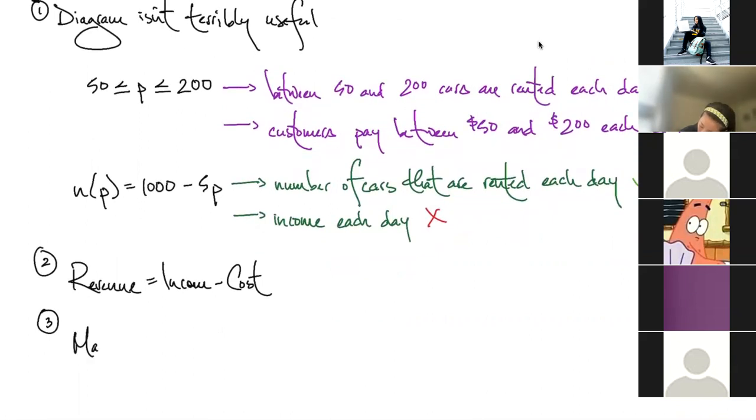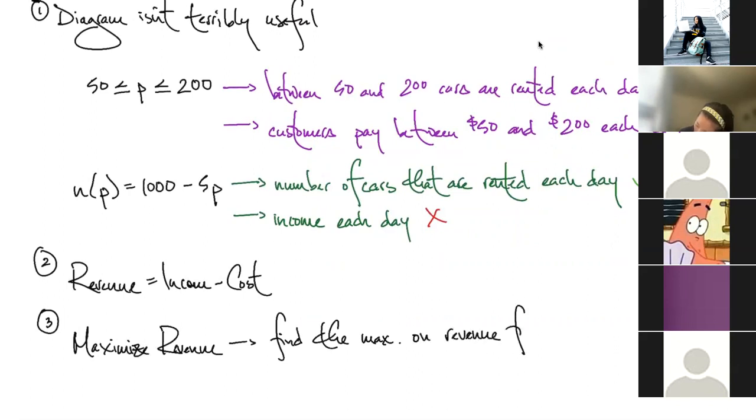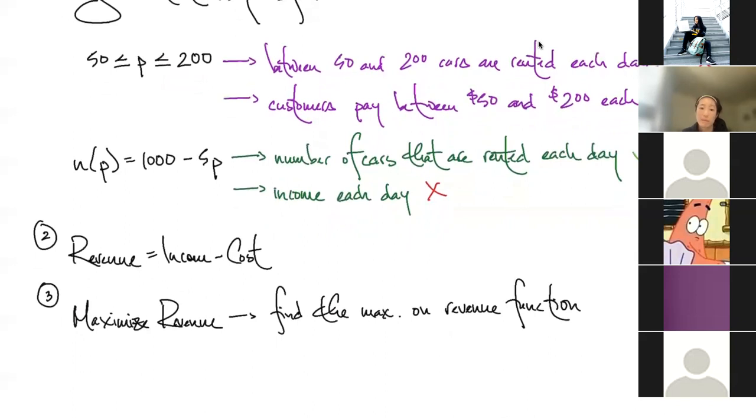So maximize revenue really means find the maximum on the revenue function. And that function could be a graph, it could be an equation, but regardless, we want to find the maximum, okay? And so what is that process? How do we find the maximum?